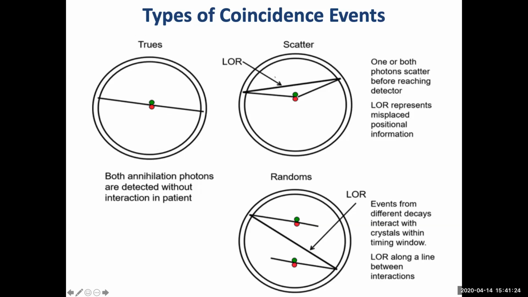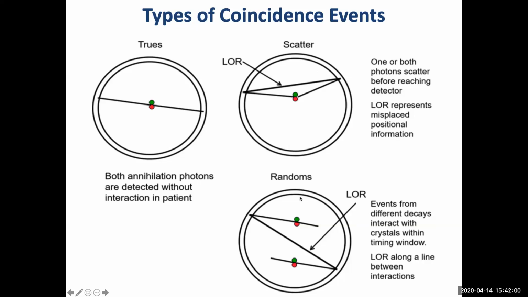The second type is a scatter coincidence event. So this is the event that happens here. We have one single here, one photon. The other one is scattered. So we get here the wrong line of response. One or both photons scattered before reaching the detector. The line of response represents misplaced position information. So the camera thinks that the event happened somewhere on this line, but actually the event occurred in this place. So this is a misplaced line of response.